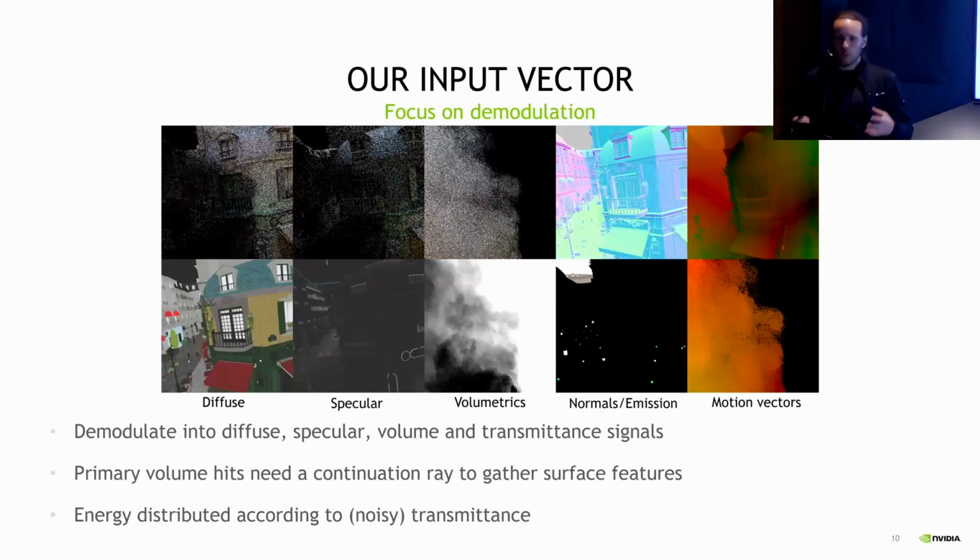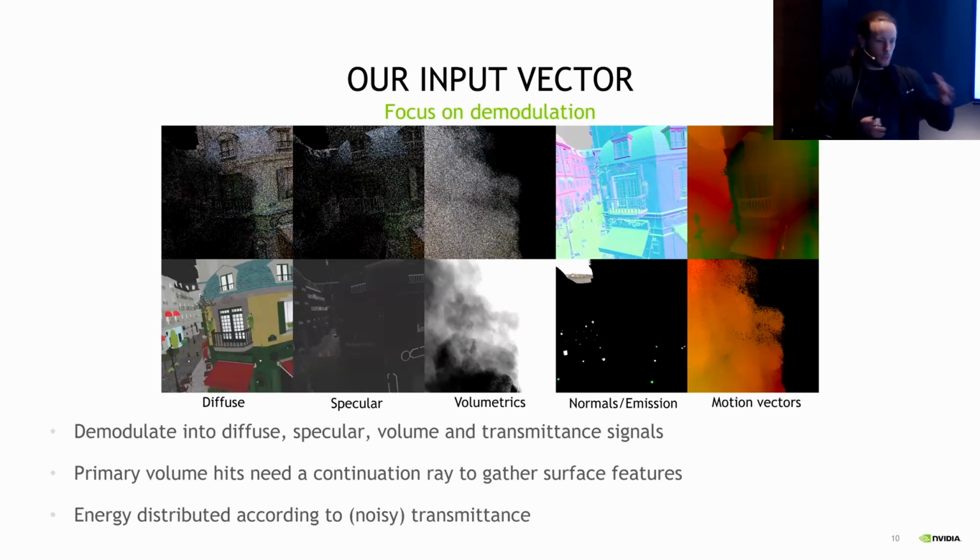So instead, what we want to do is focus on demodulation, right? We want to split the signal into different parts. And essentially what we get is a diffuse channel. So we have the diffuse illumination on top and the albedo below. And the second column is essentially the same, but for specular, right? Because the specular usually has more high frequency information and the diffuse has low frequency information, you want to denoise them differently.